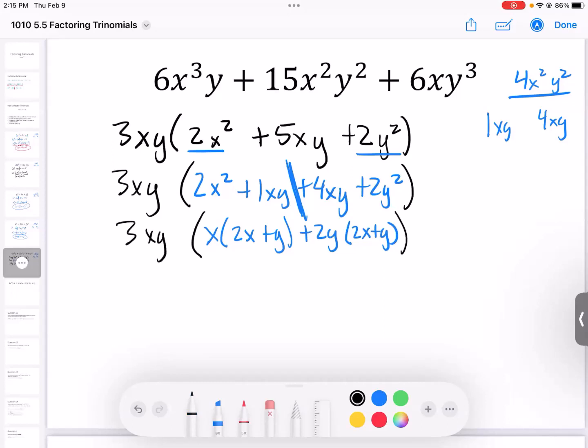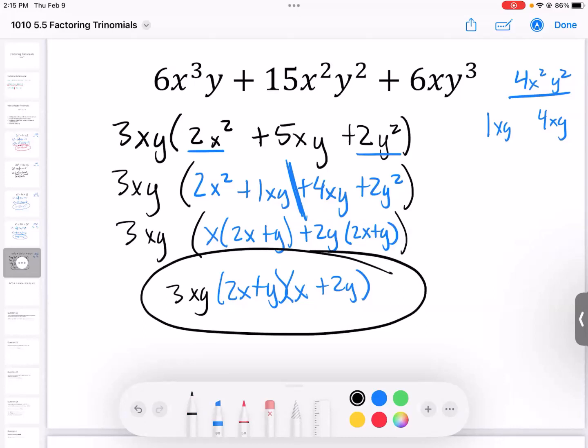And I can pull out this common factor of 2x plus y from both terms there. And then when I divide this term by 2x plus y, I'm left with an x. When I divide this term by 2x plus y, I'm left with 2y. And all of that stuff is still multiplied by 3xy. Now, this is fully factored because you can't factor any of this any further. And so this would be the final answer.